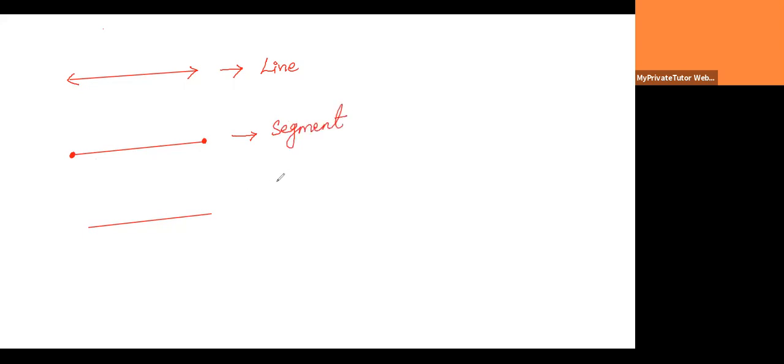Please remember all these things, guys. And the next one starts from one place, but it never ends. It will go on from the other side. So this is a ray. I hope everyone understands this. A line is nothing but it goes on forever, there is no stoppage. The segment will start somewhere and end somewhere as well. A ray will start from one place and go on, so on one side it will go on. I hope you understand the difference between all these things.